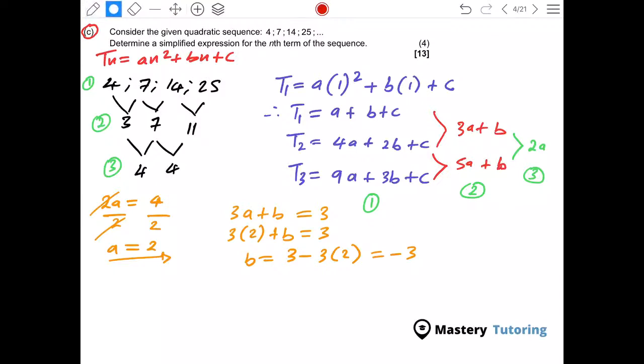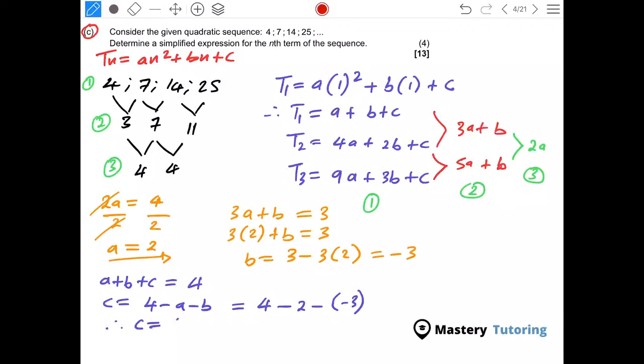So again, we're going to equate. Step number 1 corresponds with term number 1, which is A plus B plus C, and it has to be equal to term number 1 on our sequence there. So A plus B plus C is equal to 4. Since we know A and B, we make C the subject of the formula and substitute what we know. So this is 4 minus A, which is 2, minus B, which is minus 3. Therefore, C is equal to 5.